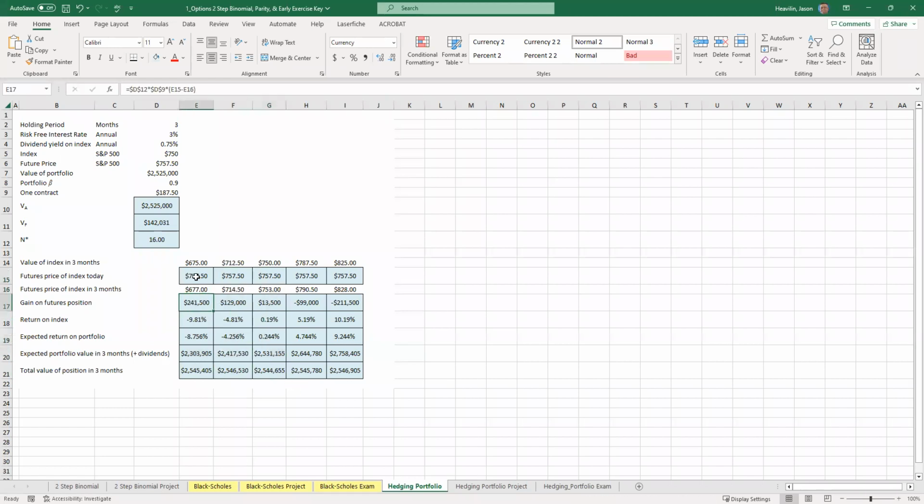But let me tell you what these mean. First, notice that this is the same, because what this one is calling for is the futures price of the index today. So that's the 757.50. That's why this one is just that same number all across. So that one's a given, easy. You just put it in there. You want to put in the formula, saying it is equal to that.